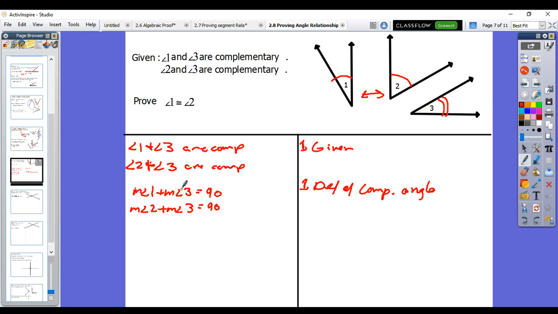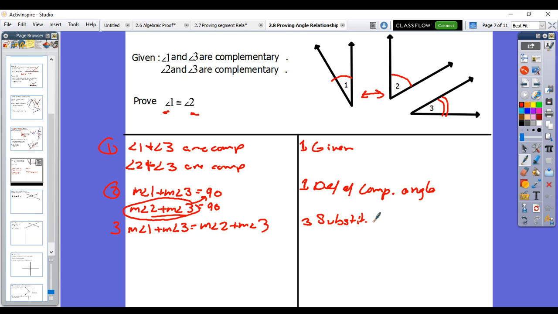So if both these things equal 90, 1 plus 3 equals 90, and 2 plus 3 equals 90, so this is 1, this is 2. So by substitution, because again, ultimately we want to get 1 on one side of the equal sign and 2 on the other side. So we'll start with this. We can then say the measurement of angle 1 plus the measurement of angle 3 equals this right here. The measurement of angle 2 plus the measurement of angle 3. We just substituted this in for the 90. That's just the substitution property.